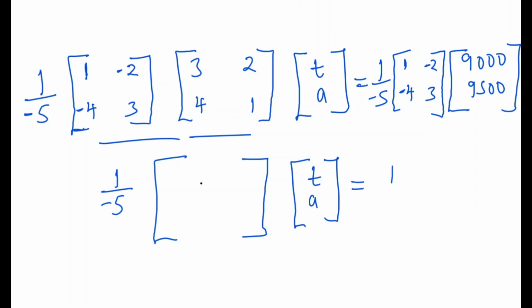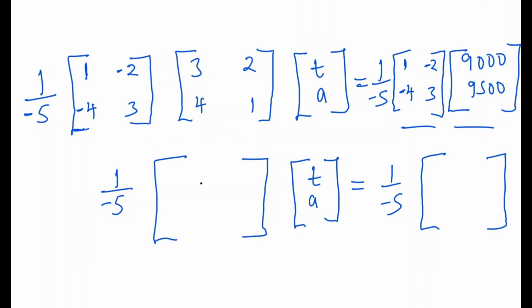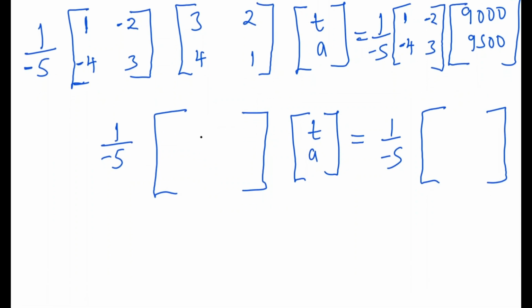On the other side, 1 over negative 5 shall be left outside, but this matrix and this matrix shall be combined to form a new matrix. Now we can go ahead and multiply our matrices until we arrive at the answer. So rows times columns. Row times column.